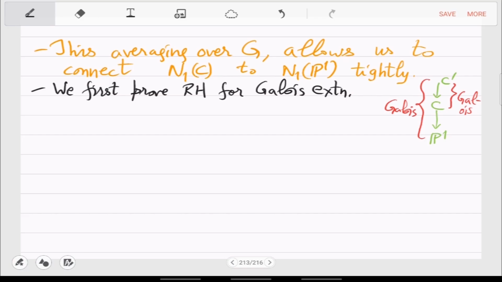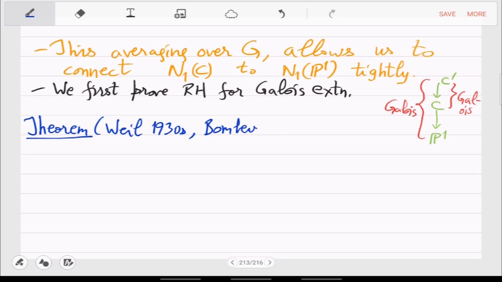So, let us first state the Riemann hypothesis, which we have to finish the proof by today, let's say. So Weil proved this in the 1930s, and the version we are doing in this course is Bombieri-Stepanov, which is much later. I think the spelling is wrong.